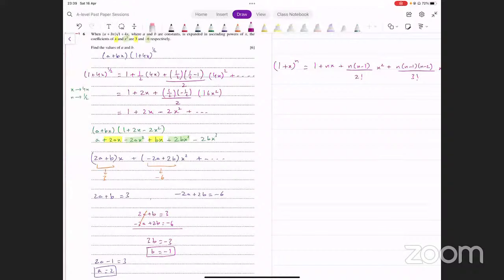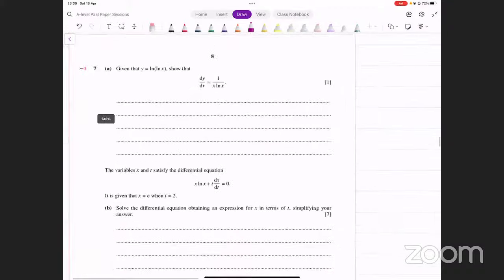So that's what we are getting. A equals 2 and b equals minus 1. Let's move on to the next one. Next, we've got question number 7.